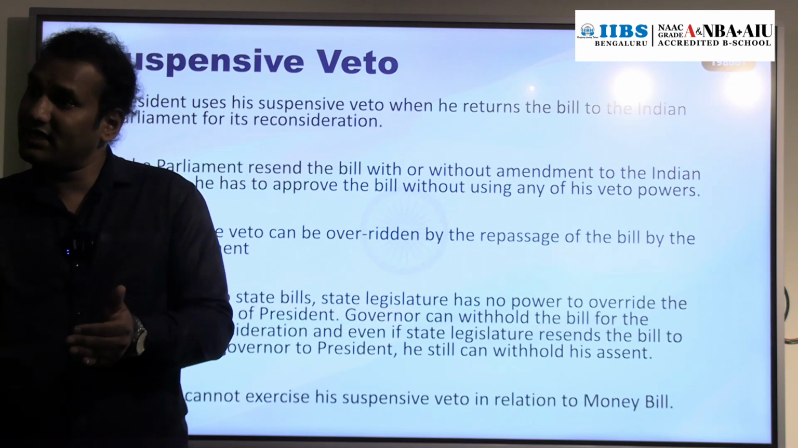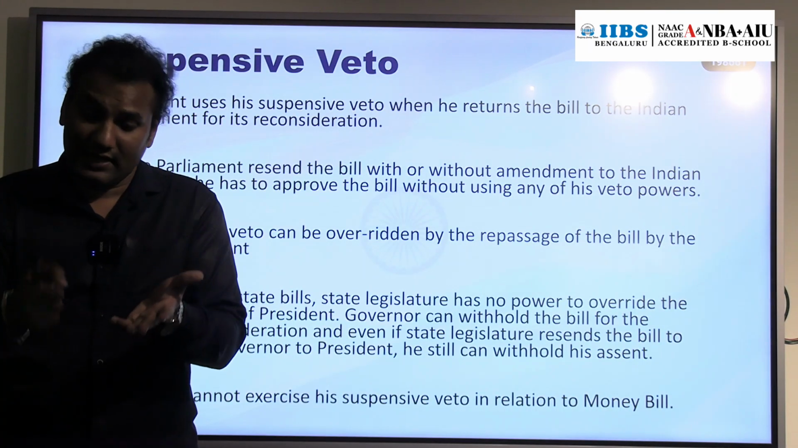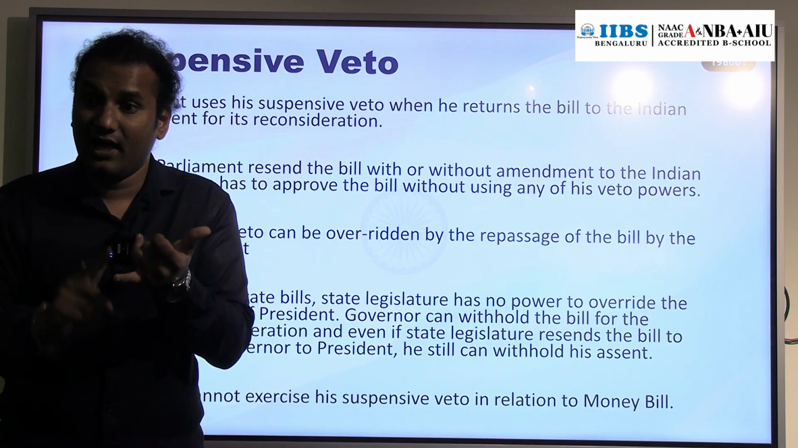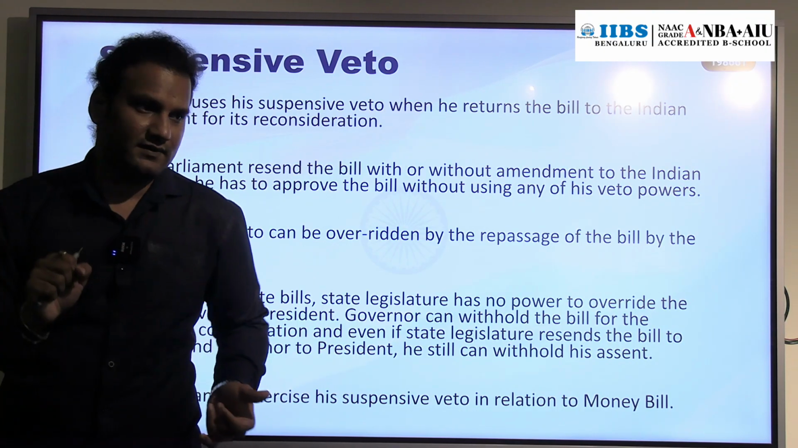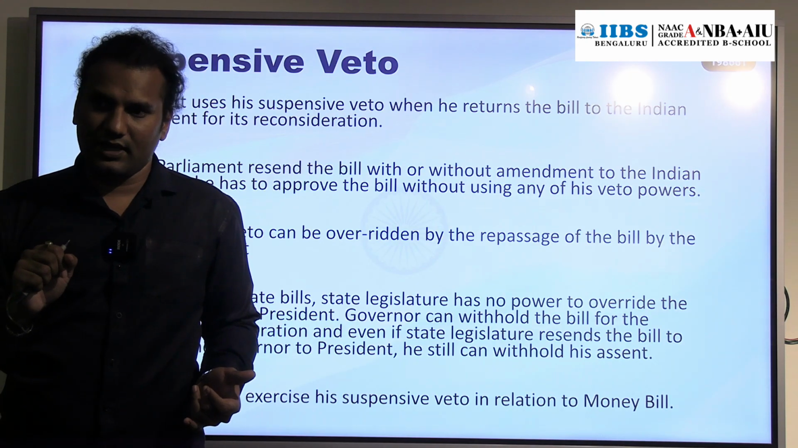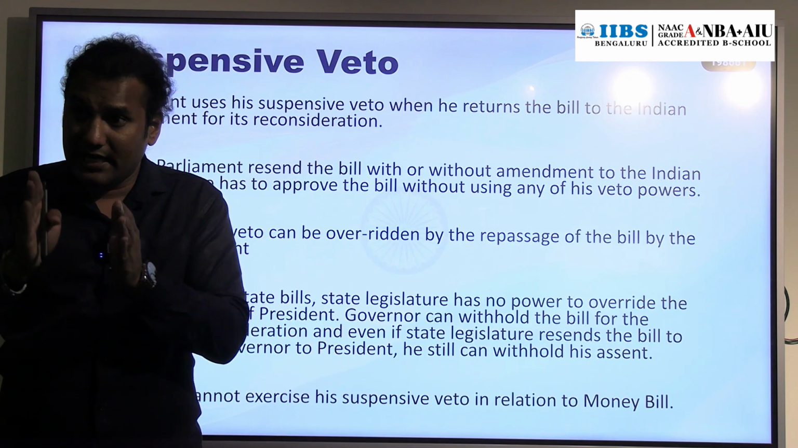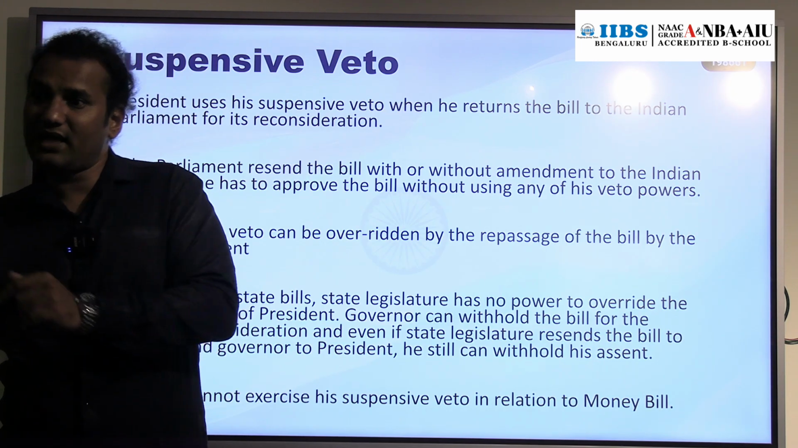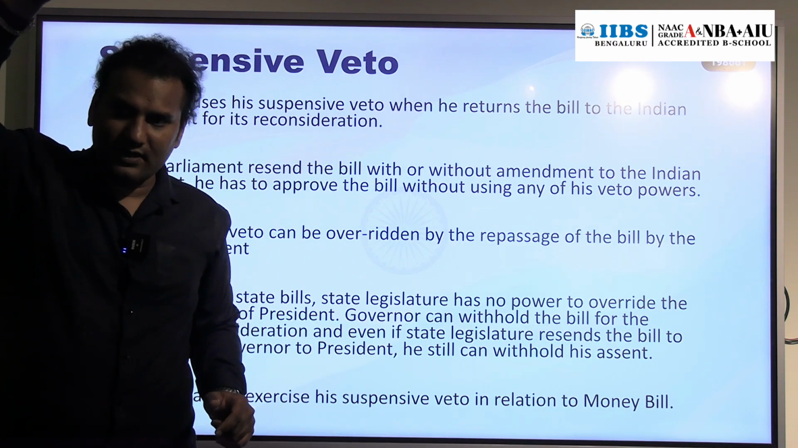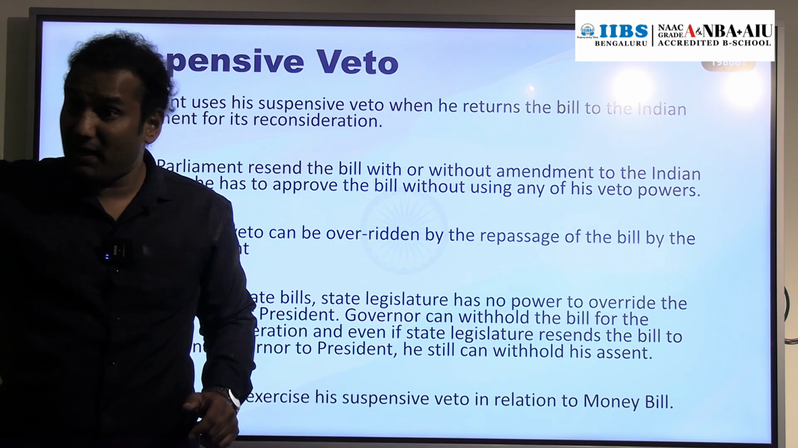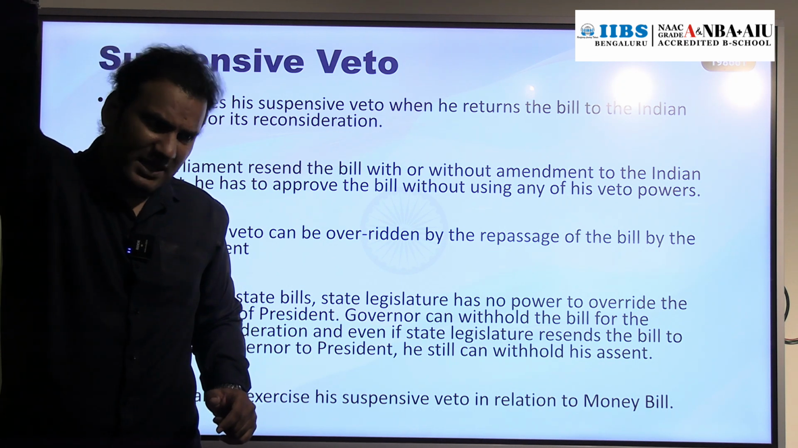Then the governor has 3 veto powers: absolute veto, suspensive veto, pocket veto. And another option the governor has: the governor will reserve the bill for the assent of the president. That means rather than the governor giving the assent to the state bill, the governor will keep that bill aside for the assent of the president. Then the bill will go to the president. State bill, not parliament. So the state bill will go for the assent of the president.